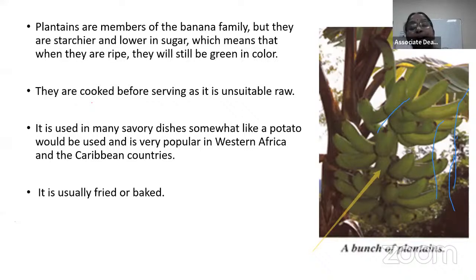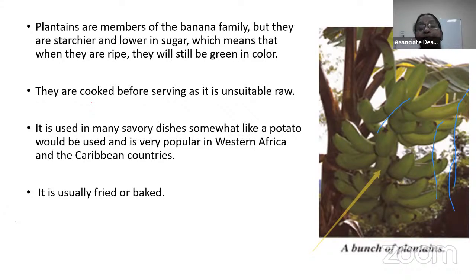And also when they are ripe, these plantains will still be green in color. And they are cooked before serving, because they are not preferred and are unsuitable for consumption in the raw condition. It is used in many savory dishes also, somewhat like potato. It is widely used, and popularly consumed in making several dishes in Western Africa and also in the Caribbean countries. Fried or baked products are usually prepared from these culinary varieties of banana.